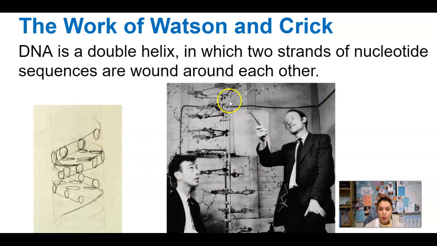So this is Watson and Crick. They confirmed that DNA is a double helix in which two strands of nucleotide sequences are wound around one another, and we talked about the histones and everything like that, how they're wrapped around the histone proteins, right?